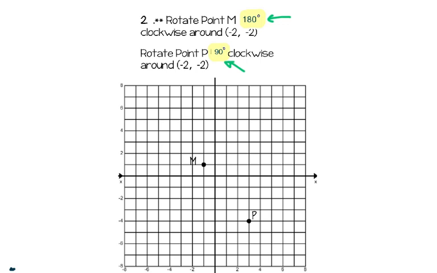On number 2, I am going to be rotating point M clockwise around (-2, -2). So this is my center, and I'm going to be going that direction. I'm going to be going 180 degrees, so it's going to end up over here. Like I've said before, I always like to visualize where it's going to be because then it helps me make sure I'm ending up in the right place. So with M, I'm going to go down 1, 2, 3, and over 1. Here's M prime.